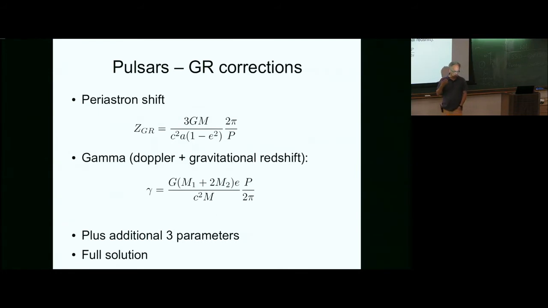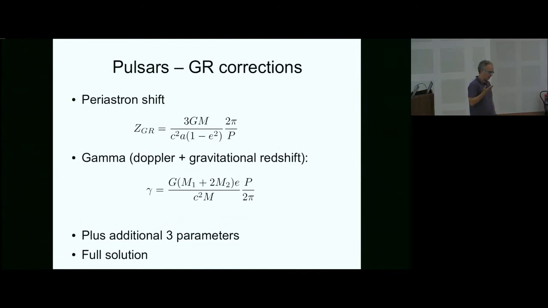But there are also general relativistic effects like the periastron shift due to GR effects, and the gamma parameter, which is the Doppler and gravitational redshift. There is Shapiro delay, which is due to the fact that the pulses from the pulsar have to pass through the potential well of the companion, and that introduces additional delay for the pulses when the pulsar is farther away than the star.